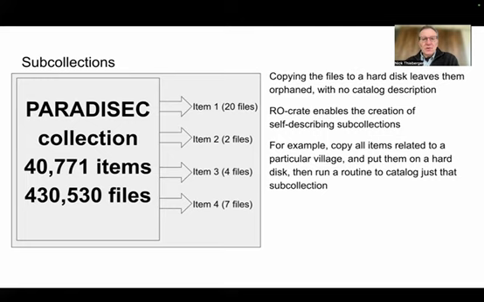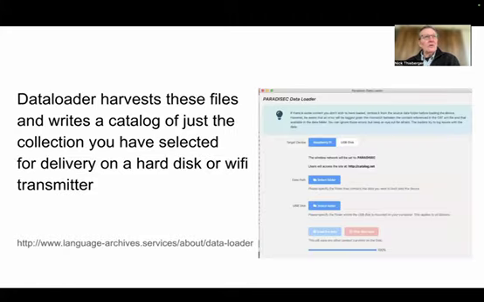So what we do is we take those XML files, and now we're rewriting that in Research Object Crate, which I'll talk about in a moment. And we can run a routine that writes a catalogue of just that set of material. And that can be on a hard disk, or it can be in other ways of serving the information.